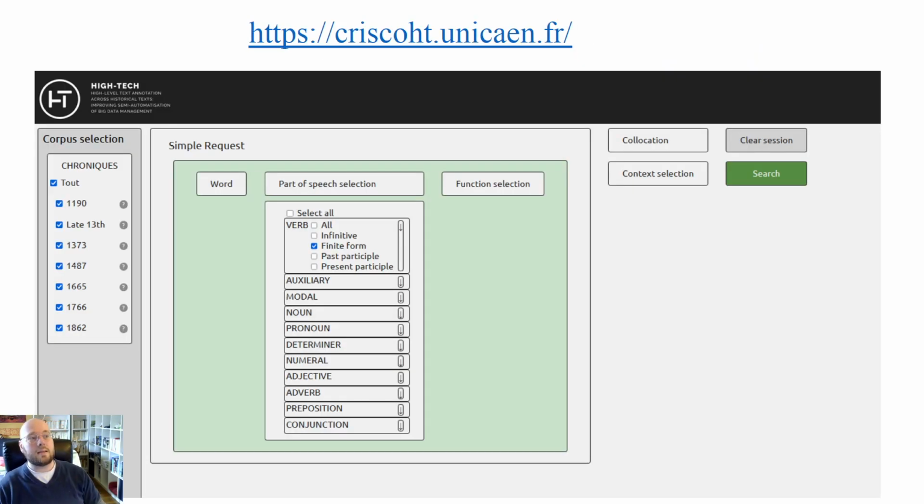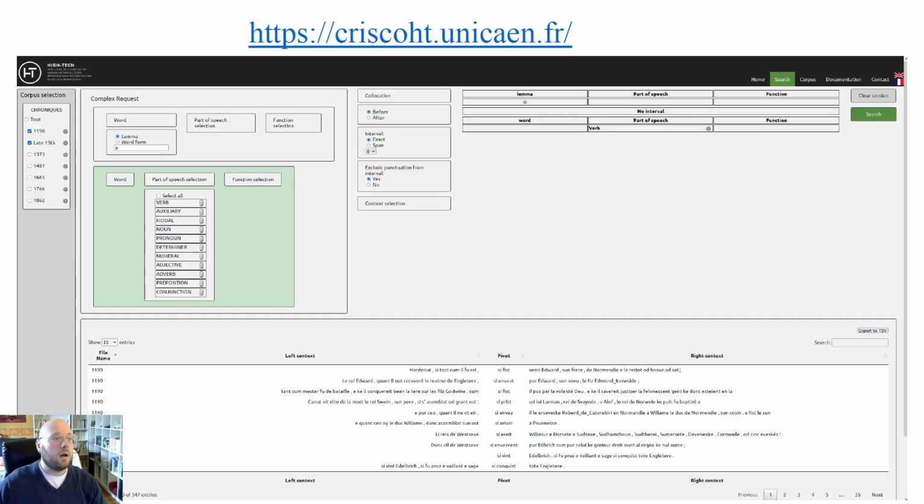A number of these texts are now available on the CRISCO HT website, which has the most intuitive user interface possible to enable detailed searches based on different parameters. Here, you can see the generation of a concordancer for occurrences of the adverb si in certain texts of the Chronic corpus, directly followed by a verb. The results can then be exported in the form of a table to be manipulated with software such as LibreOffice Calc or Microsoft Excel.